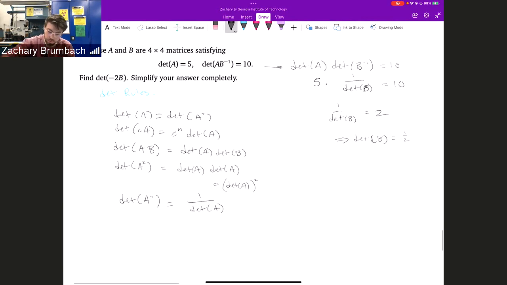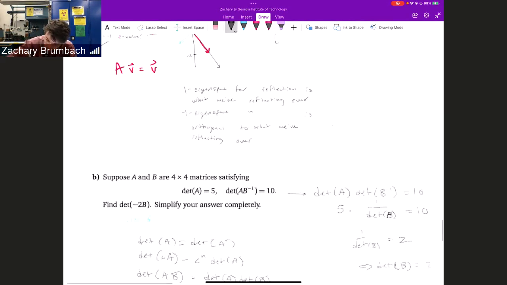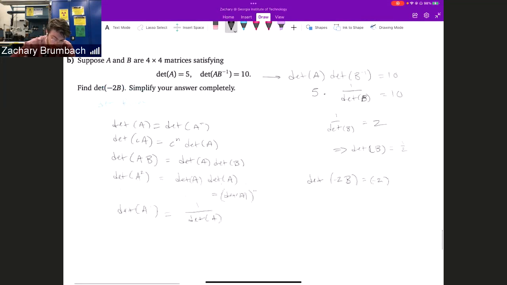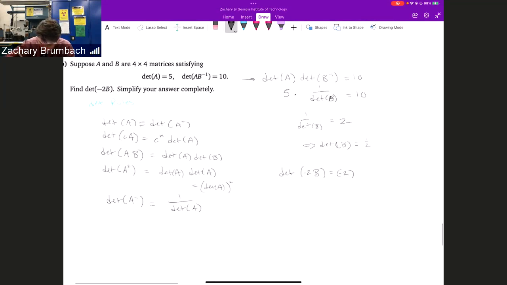Okay? So now the question asks us to take it one step further and find the determinant of -2B. All right? The determinant of -2B is equal to (-2) raised to the n, and n is given to be 4, times the determinant of B. So that's equal to (-2) to the fourth, which is 16. The determinant of B is 1/2. Therefore, this is equal to 8.